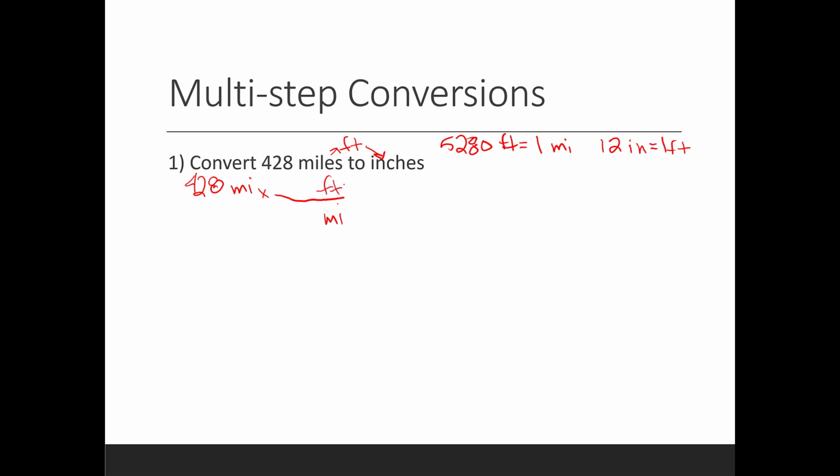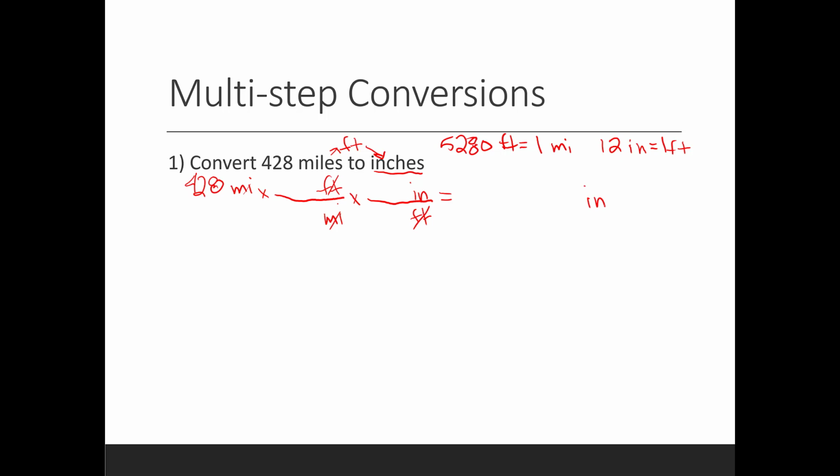So then miles will cancel out because they're on opposite sides of the fraction, and then I'm going to be left with feet. But I didn't want to solve for feet. I want to solve for inches. So I have to add another step. Now this time, the unit that I want to cancel out of is feet, and the unit that I want to go to is inches. So the miles are going to cancel. Feet is going to cancel, and I'm going to be left with inches, which is perfect because that's what I want to be left with.